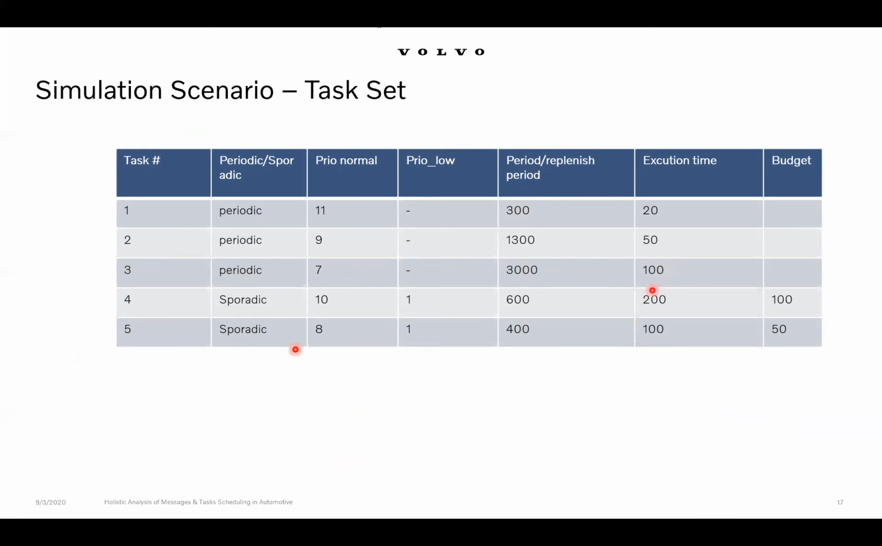And we have 2 sporadic tasks. For the sporadic tasks, because we apply this sporadic scheduling approach, we need to have a priority normal, and then we need to have a priority low, meaning that during the replenish period, the sporadic task is executed at its priority normal. Until the budget finishes, it will automatically switch to priority low. So we have a budget, we have an execution time, and then we have a replenish period for the sporadic task.